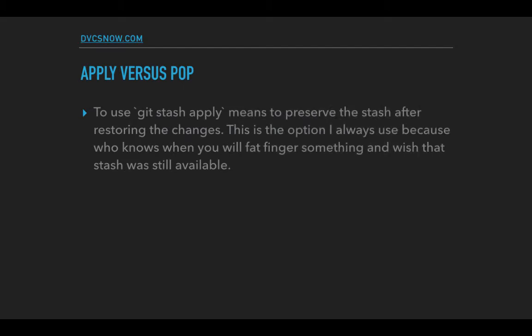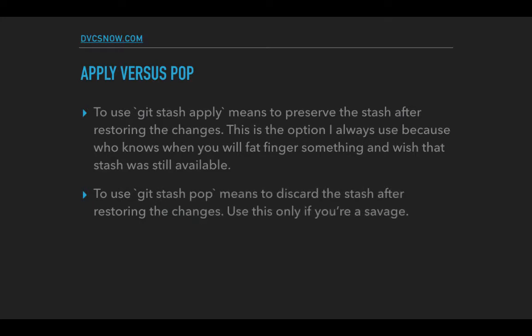To restore a stash, you can apply it or pop it. To use git stash apply means to preserve the stash after restoring the changes. This is the option I always use because who knows when you will fat finger something and wish that stash was still available. To use git stash pop means to discard the stash after restoring the changes. Use this only if you're a savage.